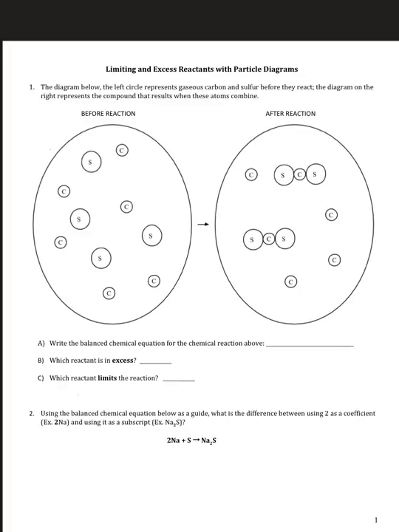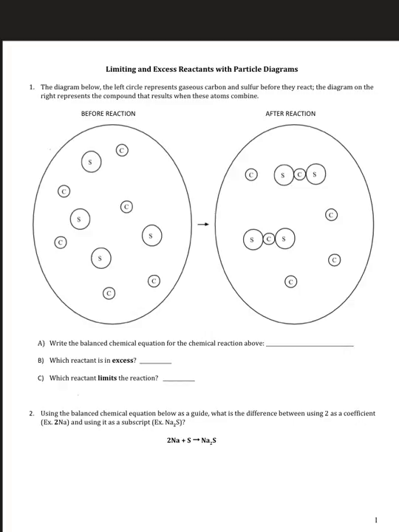The name that we give to the reactant that does not fully react, and therefore has some remaining after the chemical reaction has taken place, is the excess reactant. And so we're going to look at the particle diagrams and start to identify what is the limiting reactant and what is the excess reactant.